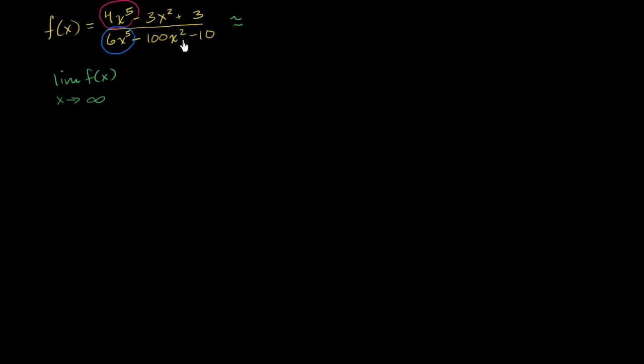So as x gets very, very, very large, this thing is going to approximate 4x to the fifth over 6x to the fifth, for very large x. Or we could say as x approaches infinity. Now what could this be simplified to? Well, you have x to the fifth divided by x to the fifth. These are going to grow together. So you can think of them as canceling out. And so you are left with 2/3.